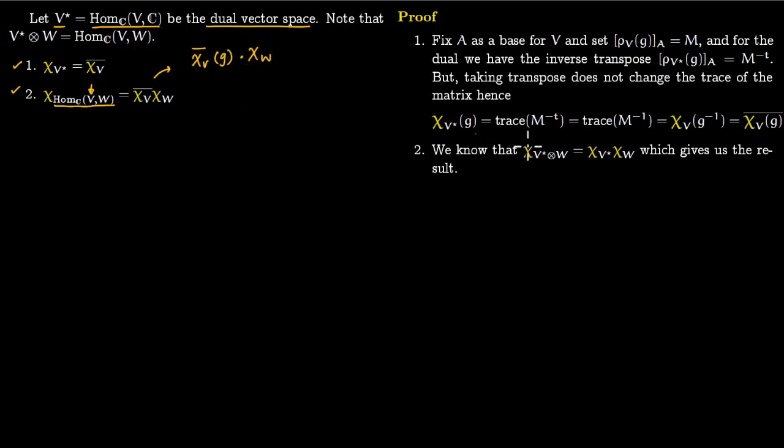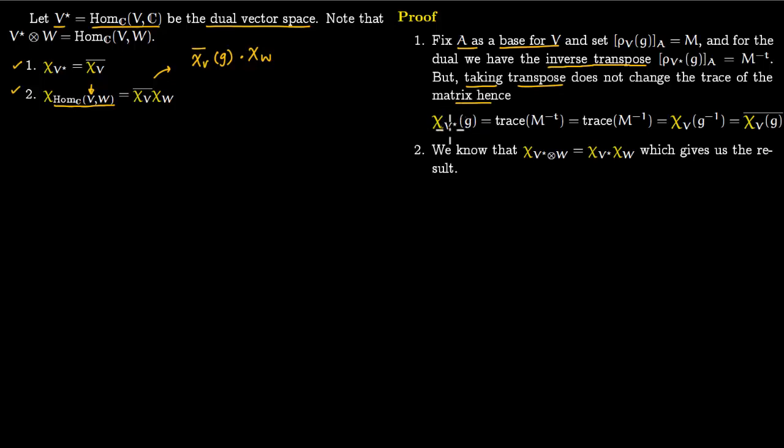So let us prove this. First you fix a basis for vector space V, and then you have the corresponding matrix with respect to basis A, you denote it by M. And for the dual, if you want to consider the dual of this, then you have to take the inverse transpose. So this M minus T means inverse transpose. But if you take the transpose, it does not change the trace of the matrix, because the diagonal elements remain fixed if you take the transpose.